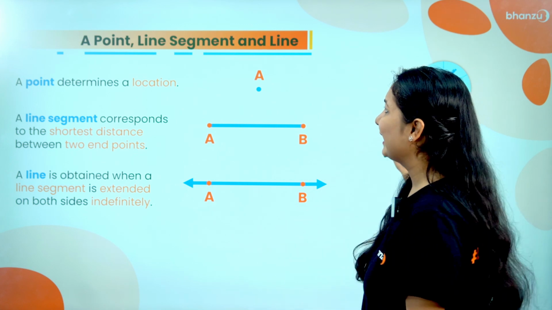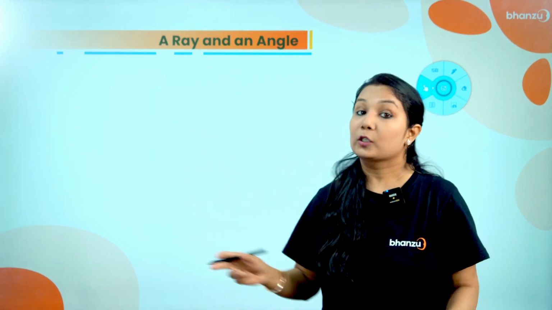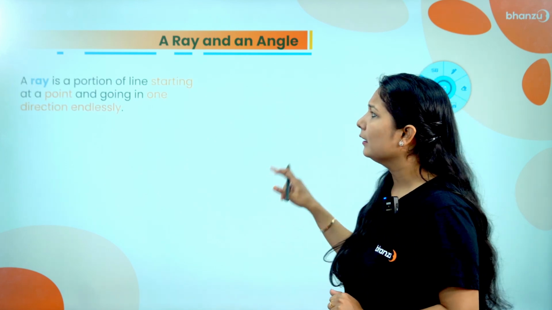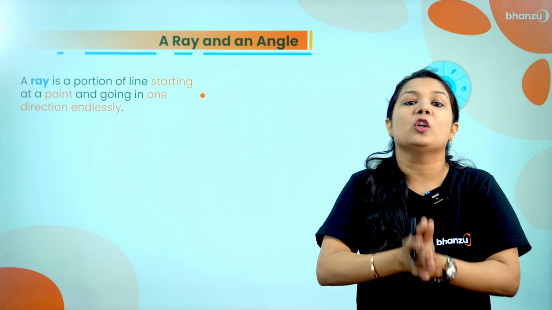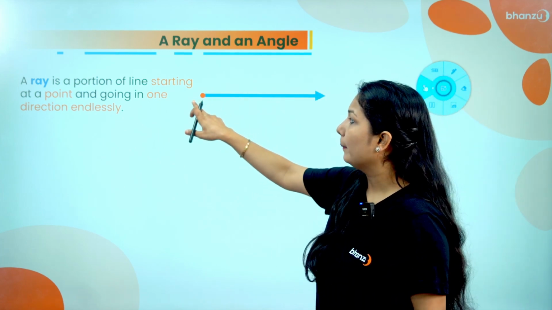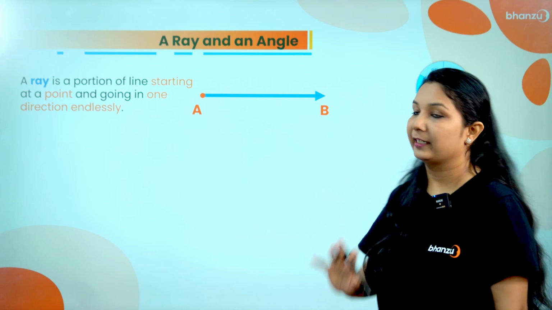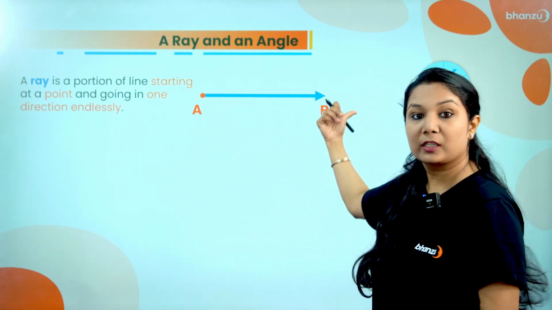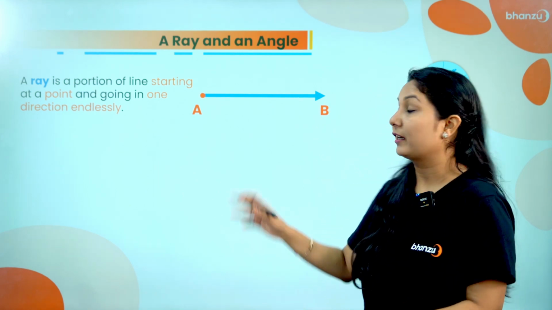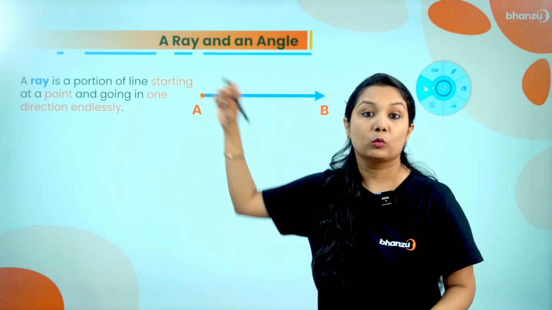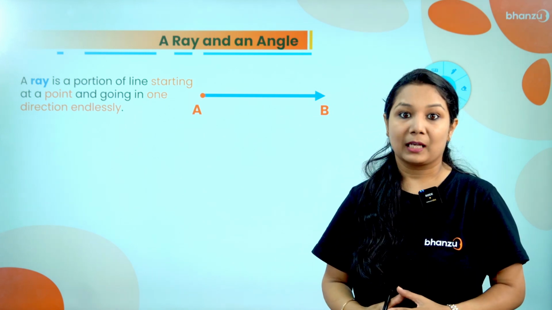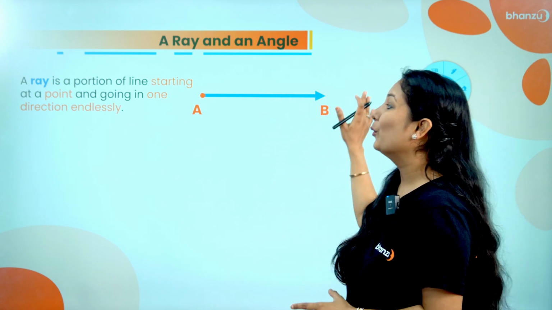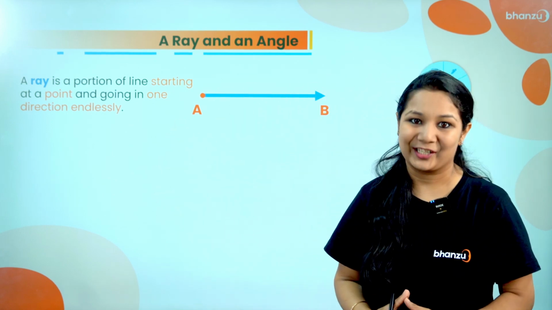So let's move ahead and see now what's a ray. Just now we talked about a line, right? So let's see what is a ray. A ray is a portion of a line starting at a point and going in one direction endlessly. So if it's starting from A, it's going endlessly towards B, but if I had started it at B, it would have gone towards A endlessly. A line goes endlessly on two sides, but a ray goes endlessly only towards one direction.